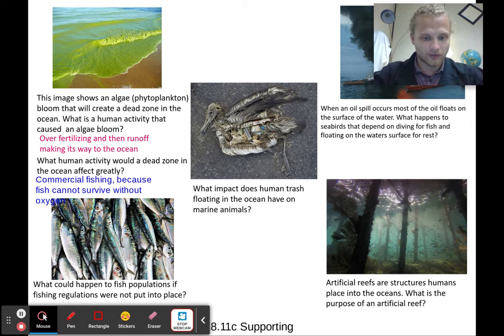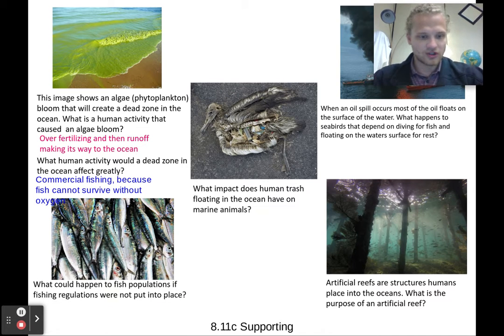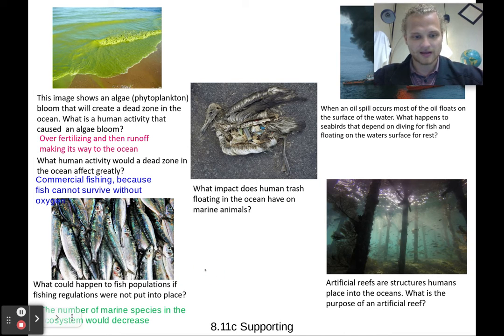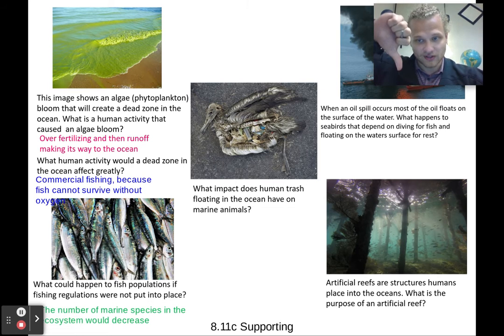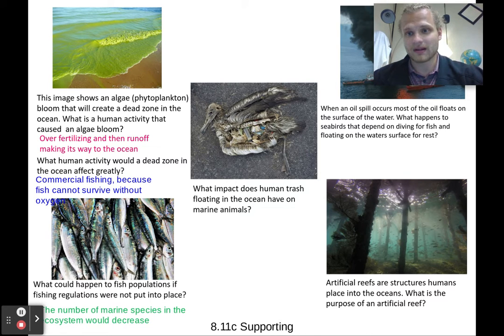What could happen to fish populations if fishing regulations were not put into place? We could overfish and therefore remove organisms from their ecosystems, and it could be a bad deal. The number of marine species in the ecosystem would decrease. Remember, as biodiversity goes down, so does sustainability, whereas if biodiversity goes up, sustainability of the ecosystem goes up.